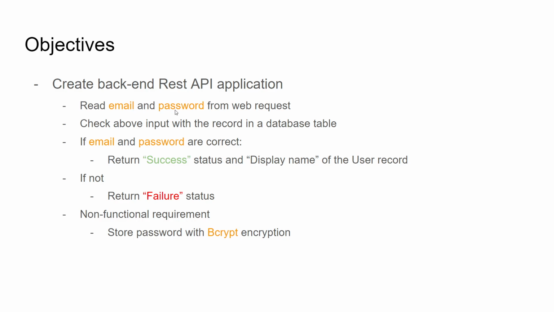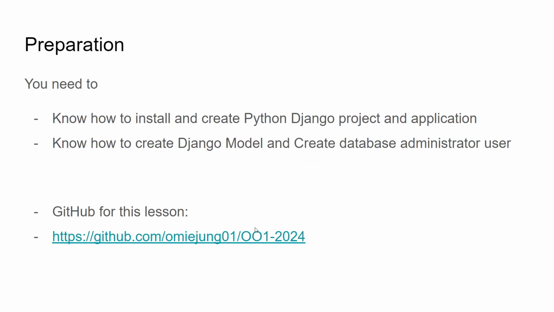So you need to read the email and password from the web request, and then we check whether this email and password match the one in the database record or not. If it matches, we just say success, and then display the username, that is the display name. And if it is not, we just return failure. However, we have a non-functional requirement. That is, we need to store the data by using bcrypt encryption.